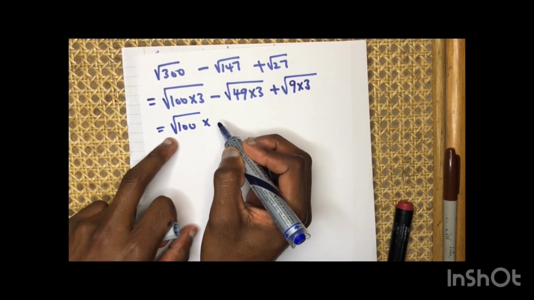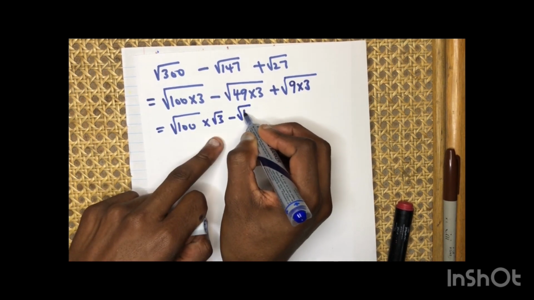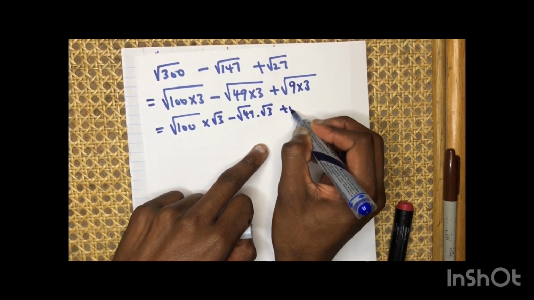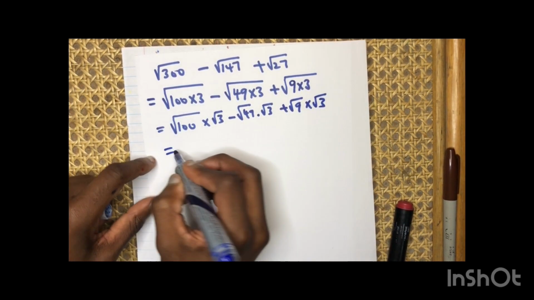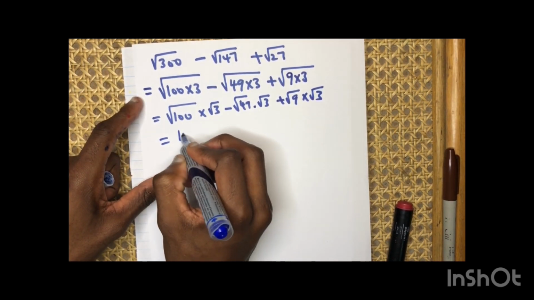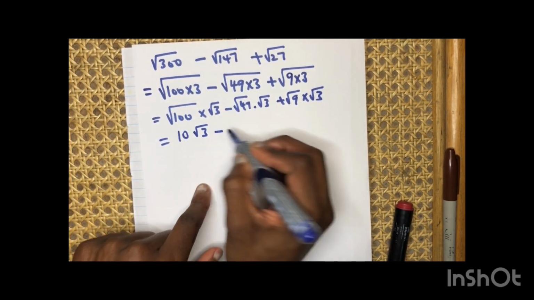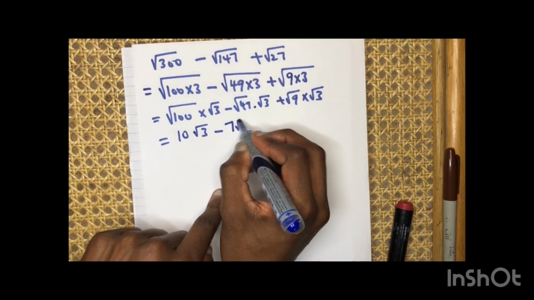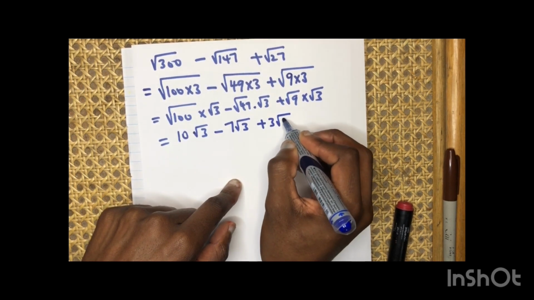So it's going to be root 100 times root 3 minus root 49 times root 3 plus root 9 times root 3. So we know that, guys, root 100 is a perfect square. It's going to give you 10, then times root 3, then minus root 49 is going to give you 7 times this root 3. Root 9 is going to give you 3 root 3.